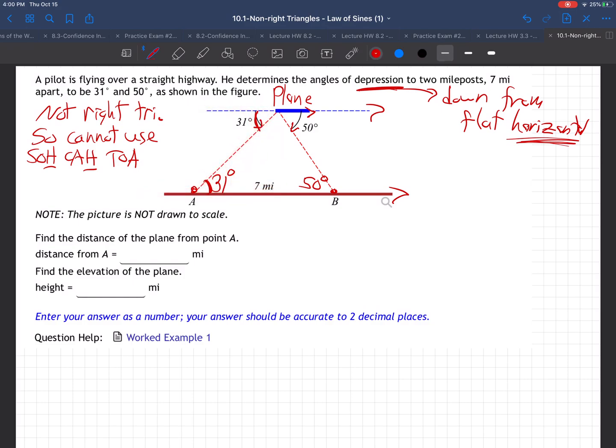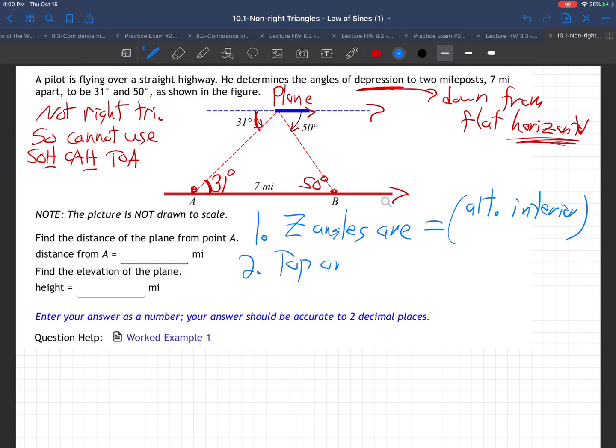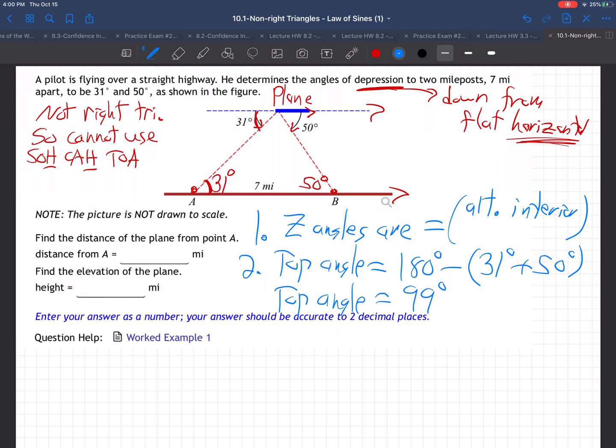Okay, so that's helpful. So we start with that, and now we can use that to find the angle up here. How so? So first off, I'll say the z angles are equal. It's technically called alternate interior. And so step 2, the top angle must equal 180 minus the other two, right? Because a triangle always holds 180. So we're having to do a slight bit of geometry here. So the top angle must equal, what's that, 81? So it's going to be 99 degrees, I think. So the top angle up here must be 99 degrees.